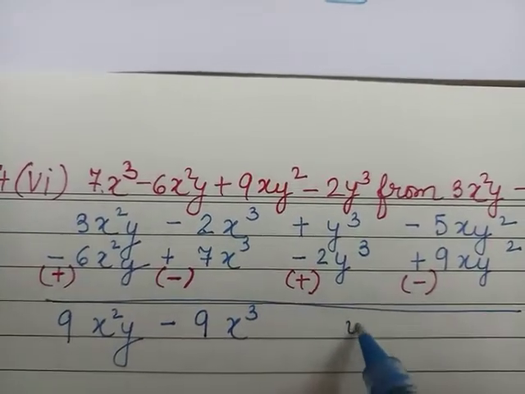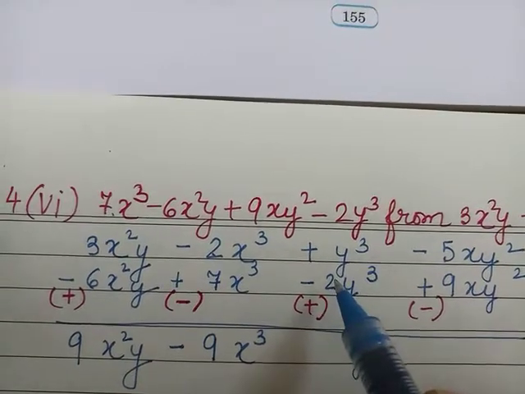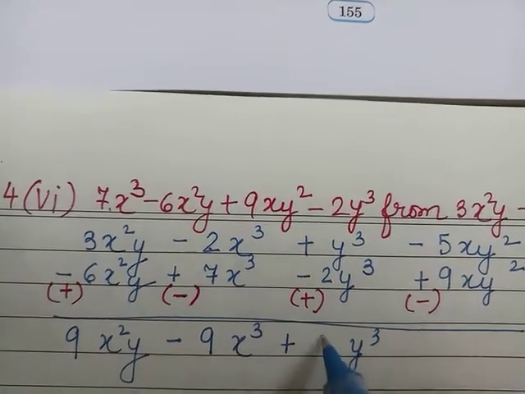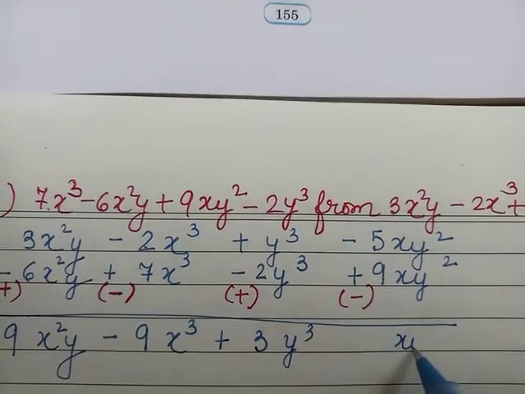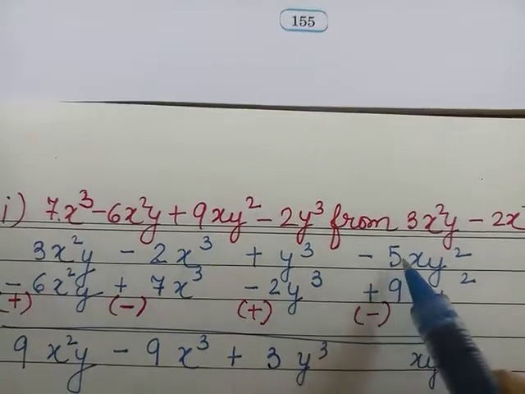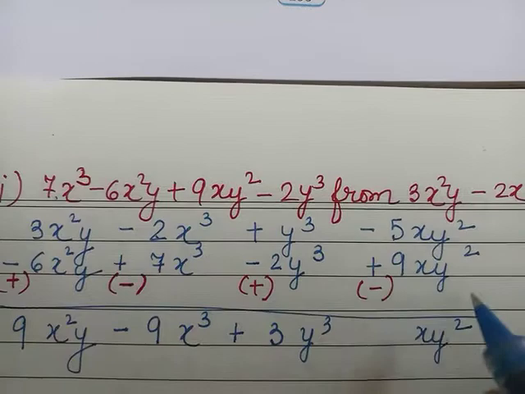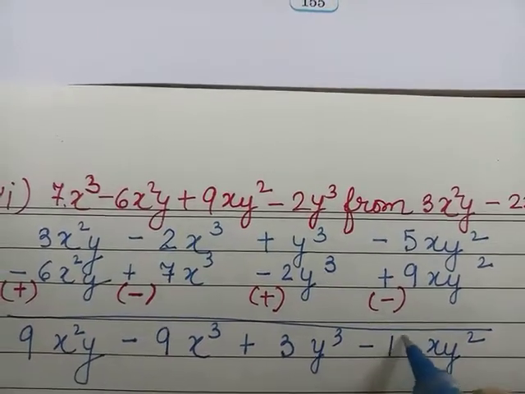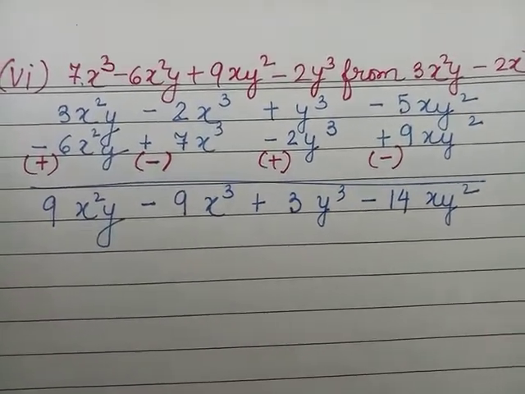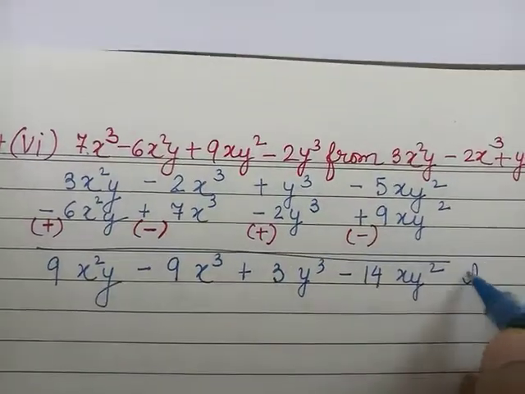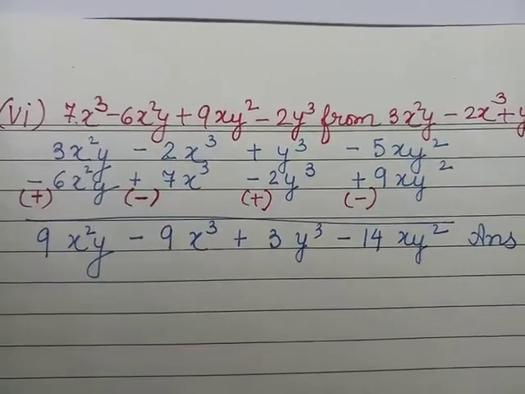Now I copy down y cube. This is plus 1 and this is plus 2. Plus 1 and plus 2 will become plus 3. Now we copy down xy square. It is minus 5. It is minus 9. Minus 5 and minus 9 will give you minus 14. So this way we subtract vertically. Hope you have understood the vertical subtraction.